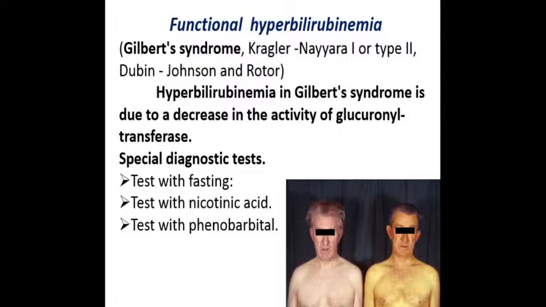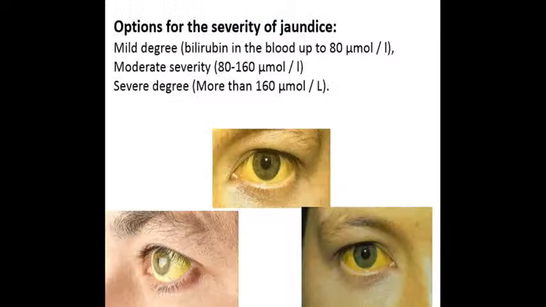How do we determine whether functional hyperbilirubinemia is present or absent? There are special diagnostic tests. The first test is a test with fasting. After fasting, the common bilirubin increases. The next test is with nicotinic acid, and after this acid, the common bilirubin also increases. And the test with phenobarbital: if we use phenobarbital, the common bilirubin decreases in this patient.